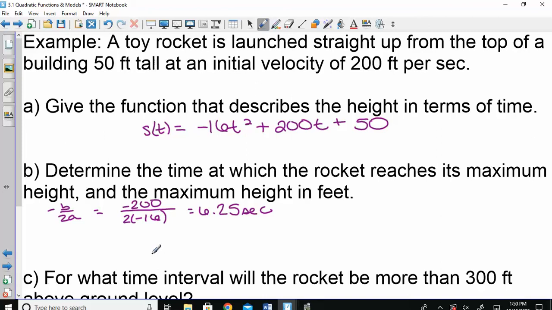So my when is 6.25 seconds. The actual height, we have to plug that in. So I get a maximum height of 675 feet.